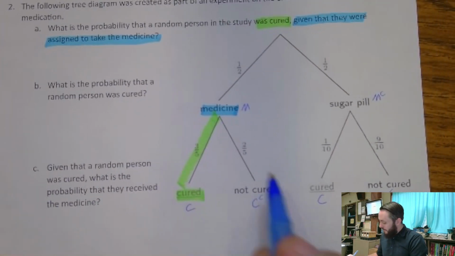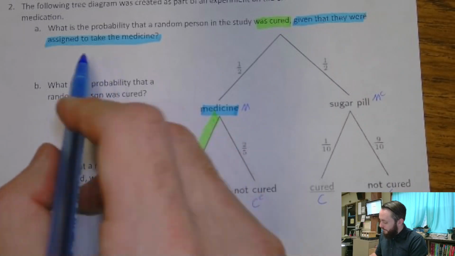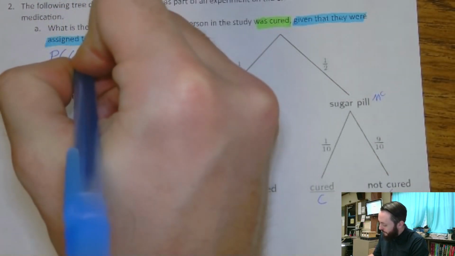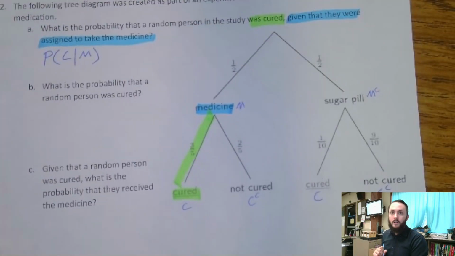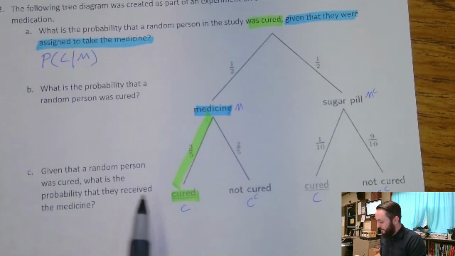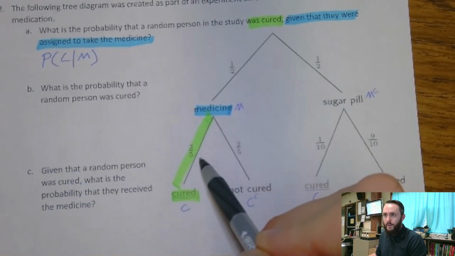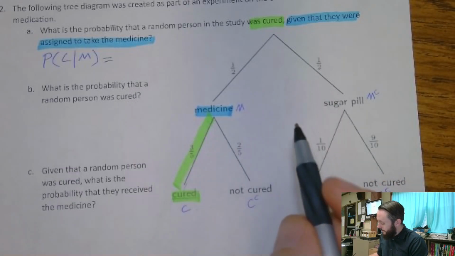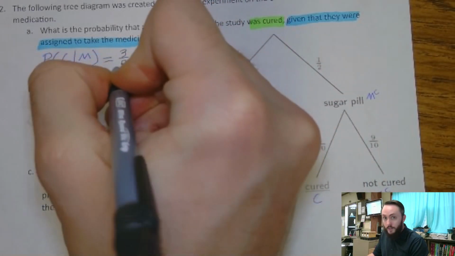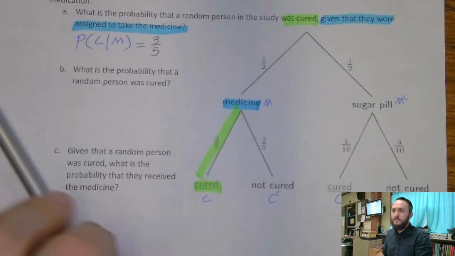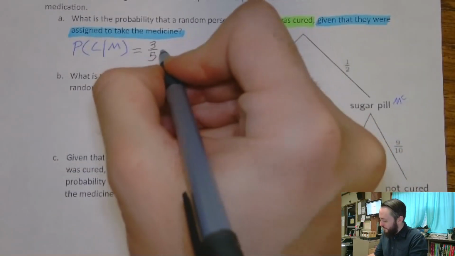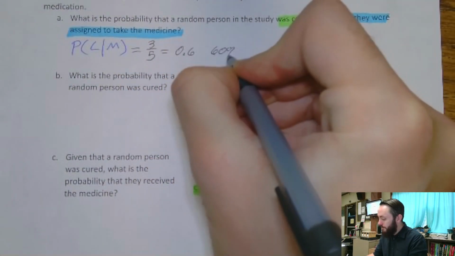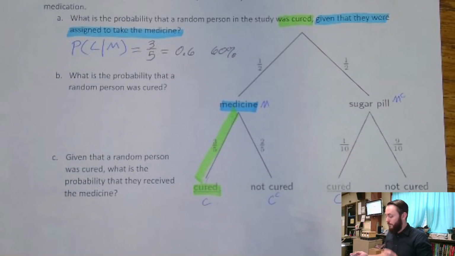So here, given that they were assigned to take the medicine, the probability that they were cured. So we are looking at the probability that they are cured given that they were assigned medicine. Given that we were there, we go. So that's just 3/5, or 0.6, or 60%. Either one is good.